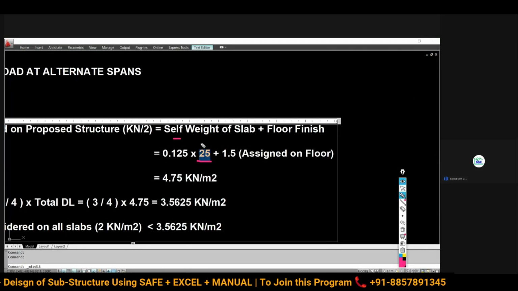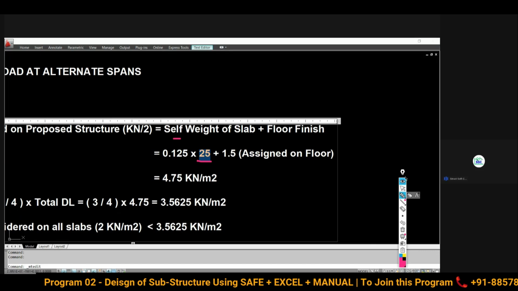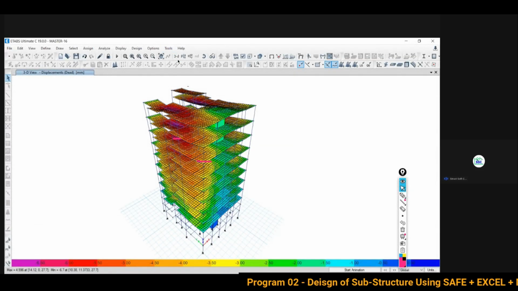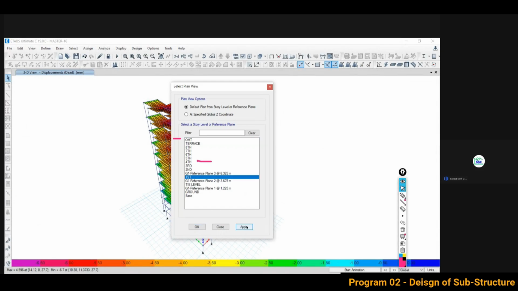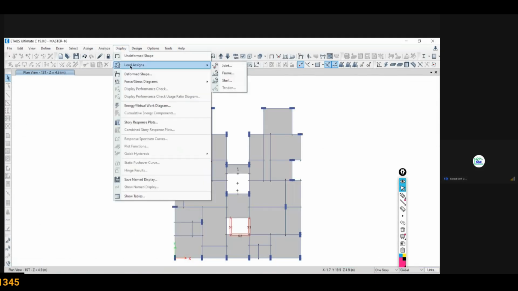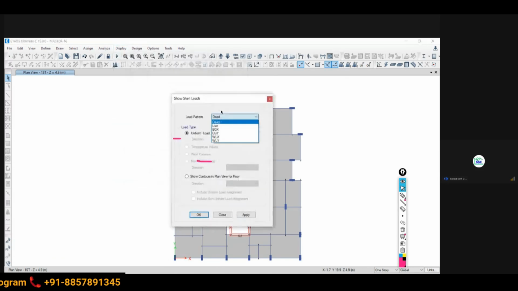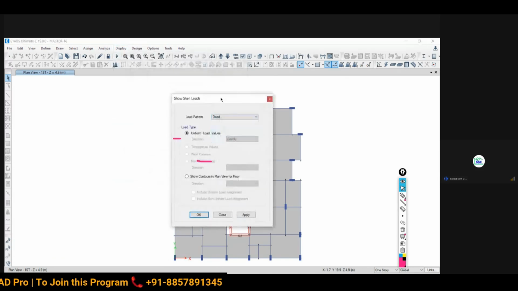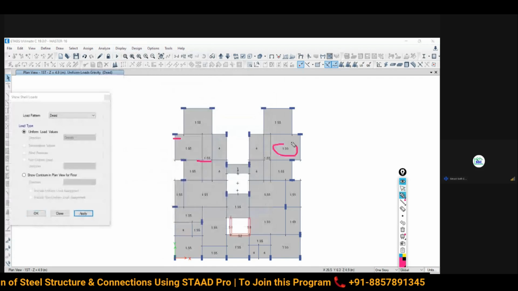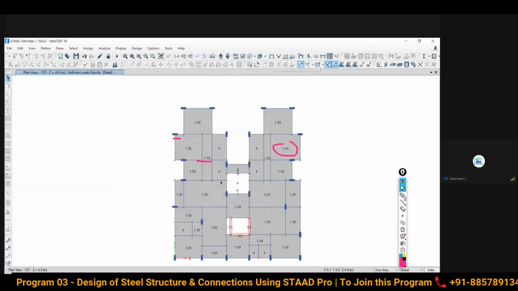Density of your concrete is 25, plus floor finish. How much floor finish have you assigned over the slab? Go to slab, cancel it, go to plan, come to any floor, let's say first floor, undeformed shape, normally load. Go to display, go to load assign, go to shell load, and under the dead load apply this floor finish. How much? Normally 1.55 we have assigned.